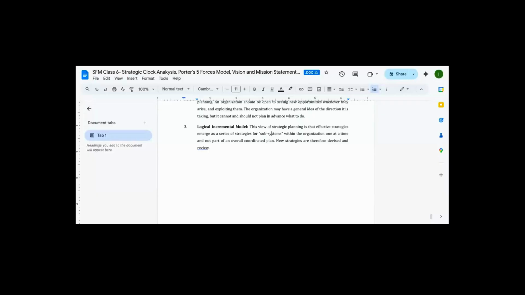Circumstances will bring about adjustments, reduction, removal, or addition to our strategy. And this is not a holistic thing. It comes one at a time and is not part of the overall coordinated plans. It comes as a result of an emergent situation. So since it is emergent, new strategies are therefore devised and reviewed. That's what we call the logical incremental model or strategy.